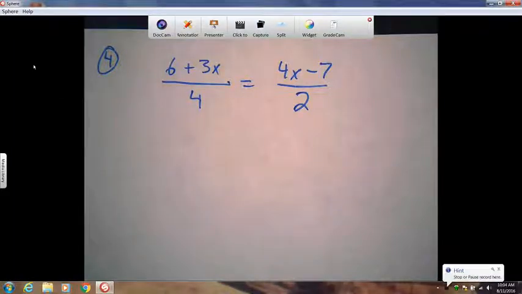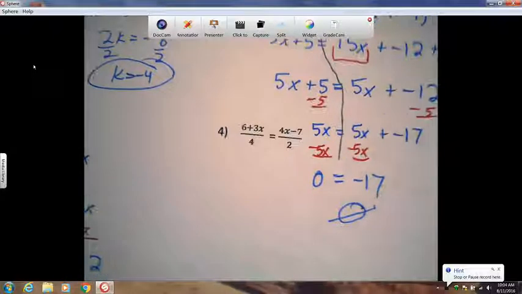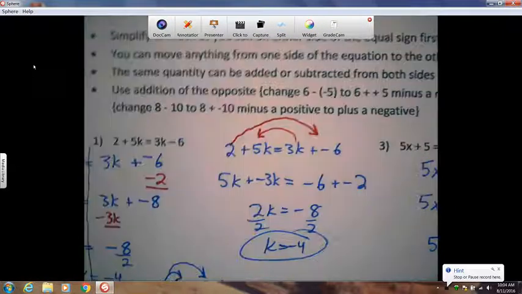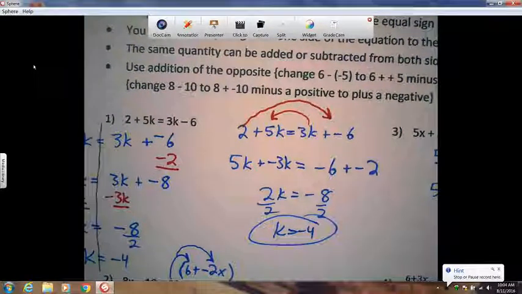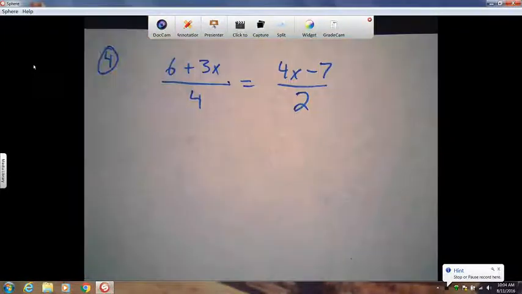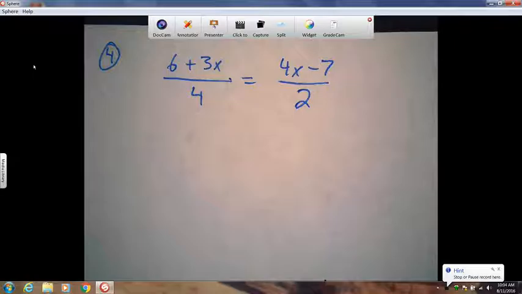Okay, this is solving equations with variables on each side, part 2. So we looked at part 1 and we remembered that you need to simplify on both sides of the equal sign the best you can. Use addition of the opposite. So I showed you those things. Here we're looking at number 4, and I rewrote it over here so I'd have more room.